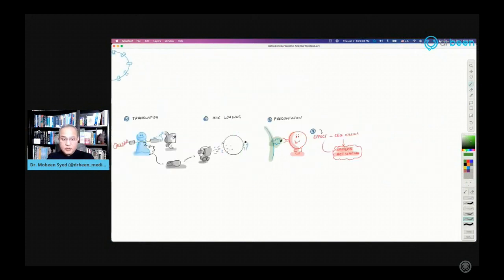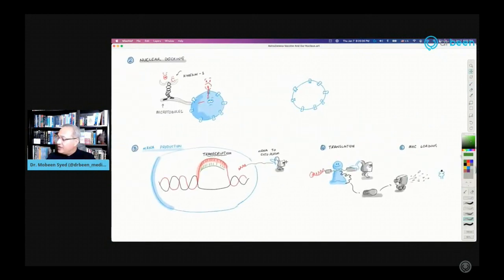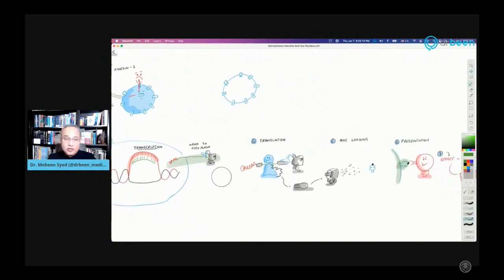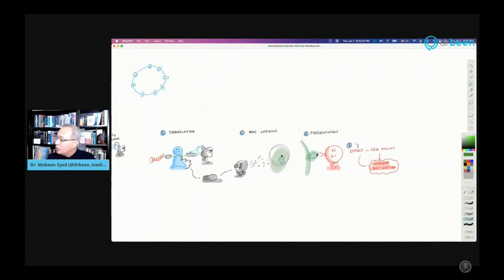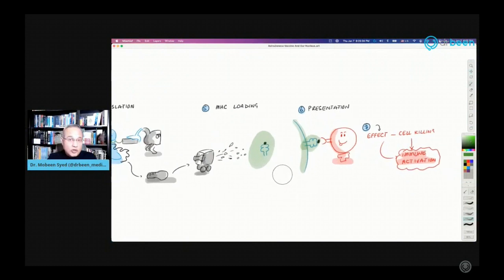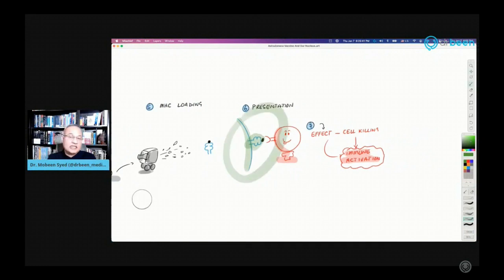Beautiful mechanism. So if you see here, the virus brought in the DNA. That DNA eventually ended up in our nucleus. That DNA was converted into messenger RNA. That messenger RNA came out into the cytoplasm of our cell, the same cell. The cytoplasm converted that into a spike protein. The spike protein was fed into a thresher called endosome. The endosome breaks down the spike protein into smaller pieces. Those smaller pieces are loaded on MHC complexes and are presented on the cell surface.